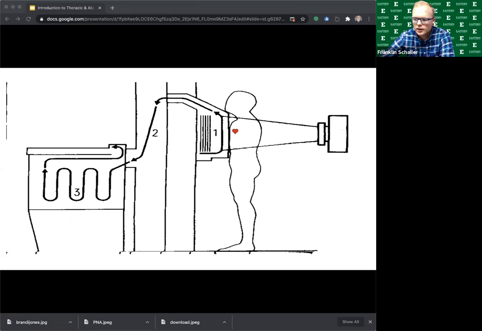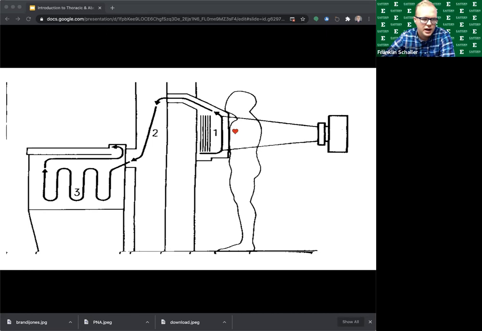So here is a visual example of a chest X-ray. And this chest X-ray is a PA chest X-ray. PA stands for posterior anterior. So if you look at the X-ray waves, they enter the patient's posterior chest and they exit the anterior chest, hence the name PA.